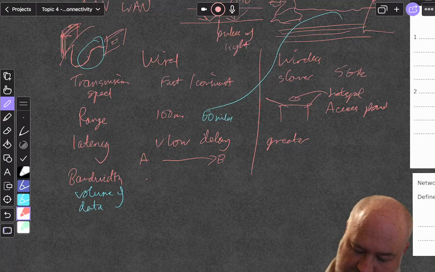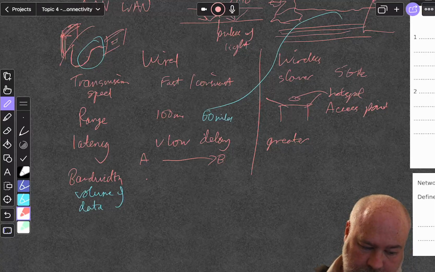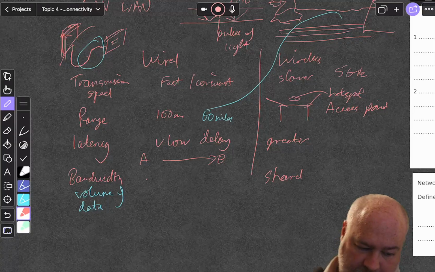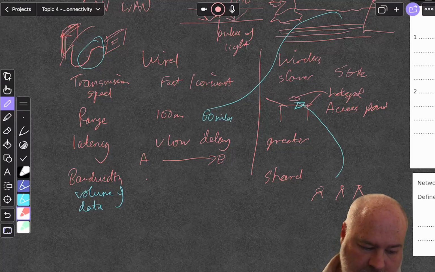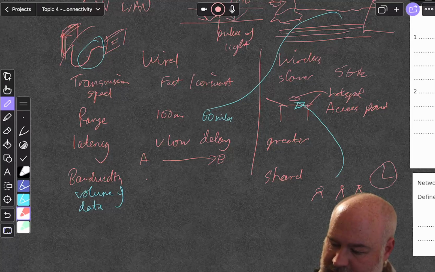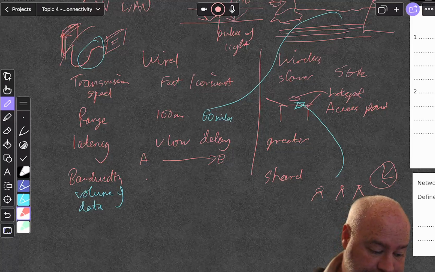So how does this change in different mediums? Bandwidth is typically shared in Wi-Fi connections. So all the different people connecting to that access point are going to be sharing a slice of the cake. Really, if you imagine a cake with different slices, how many users are taking that? It's going to be generally a lower bandwidth than a wired connection.